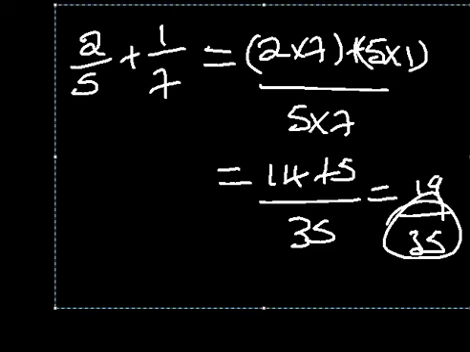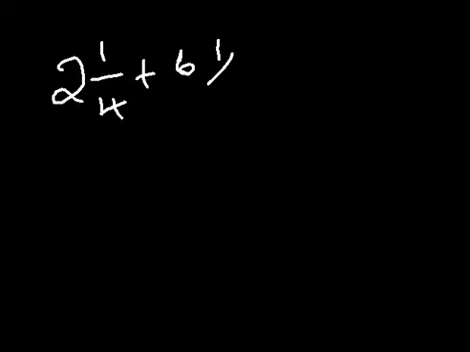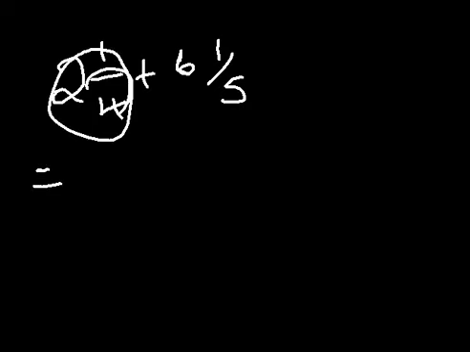So this is how we can work it out using the butterfly method. And how about if we have 2 1 over 4 plus 6 1 over 5? Now how should we do this? As you can see, the fractions that we have are mixed fractions. They have whole numbers. So in this case, we have to express them as improper fractions so that we can use the butterfly method.